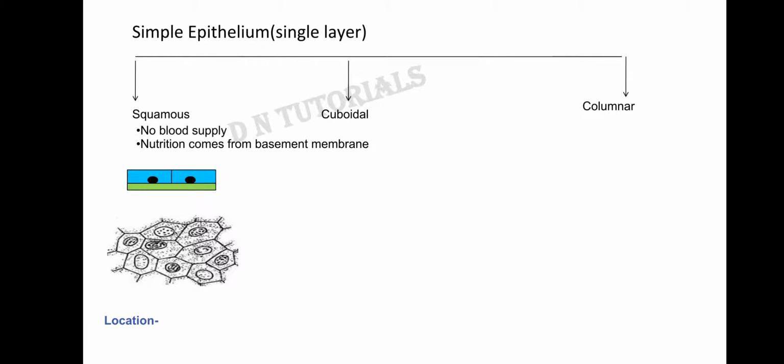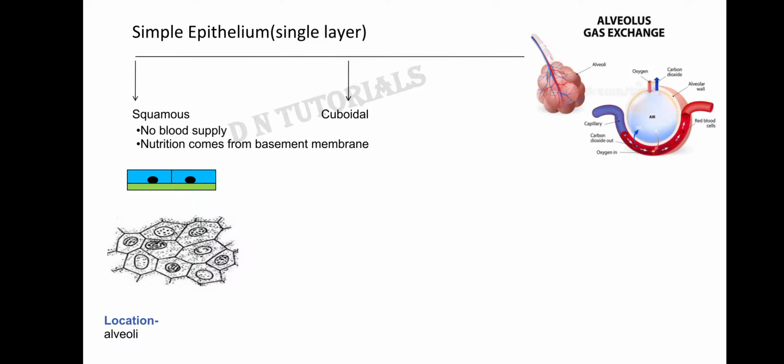Squamous epithelium is located in the alveoli. Alveoli is a unit of your lungs where exchange of gases takes place. So there is exchange of oxygen and carbon dioxide. This efficient exchange of gases is there just because the squamous epithelium is very thin.